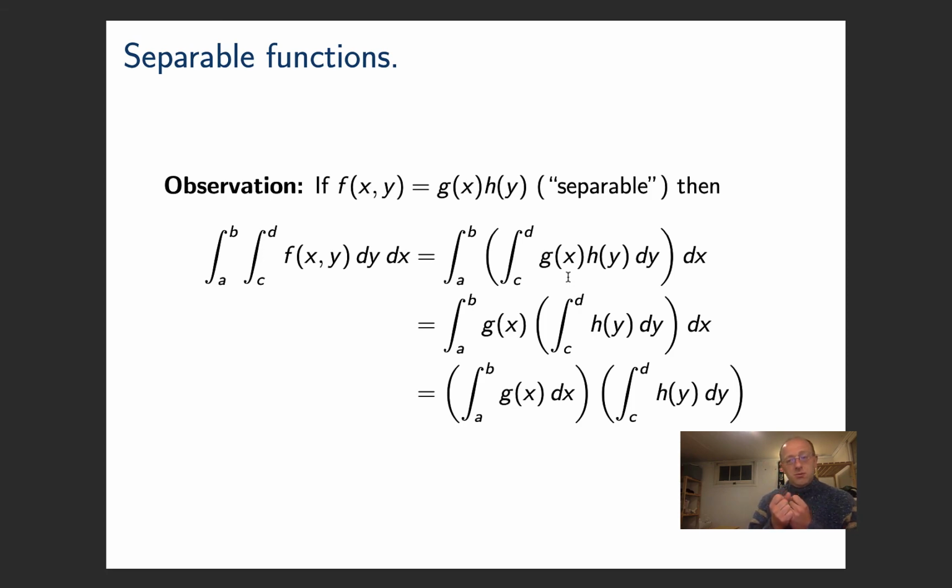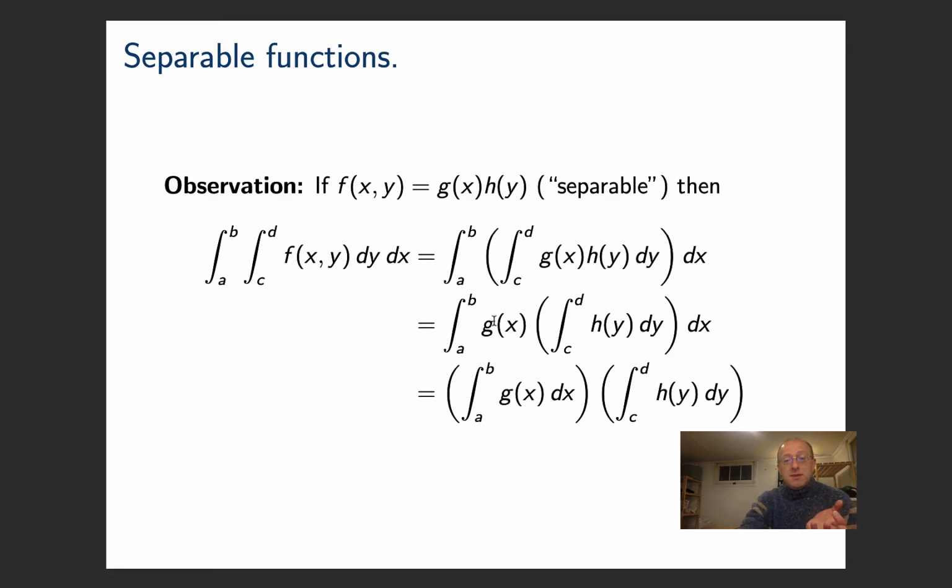And you know, one of the properties of integrals is if you have a constant scalar multiple, you can pull that out in front of your integral. And that's what we've done here. We've pulled that g of x out. It's a constant scalar multiple. It gets pulled out in front.